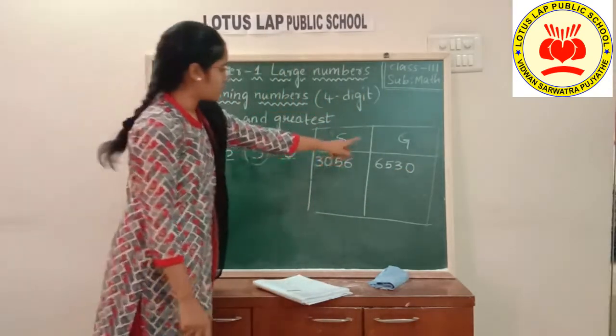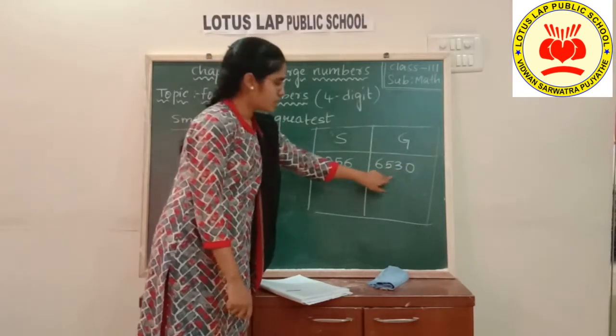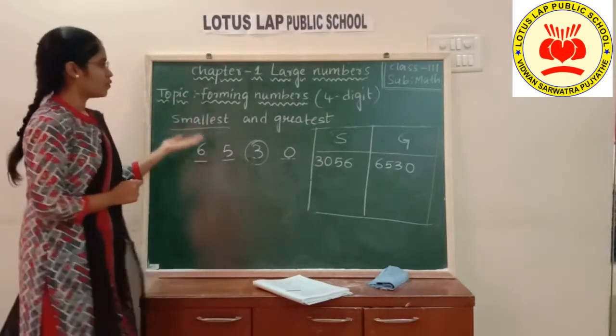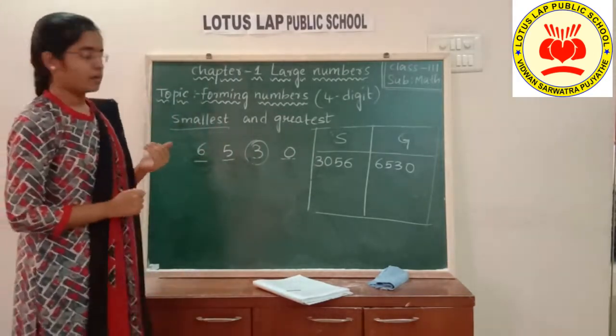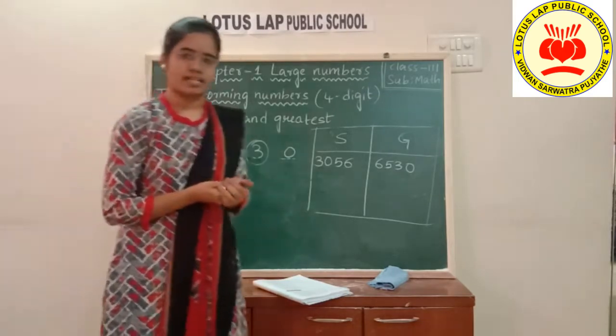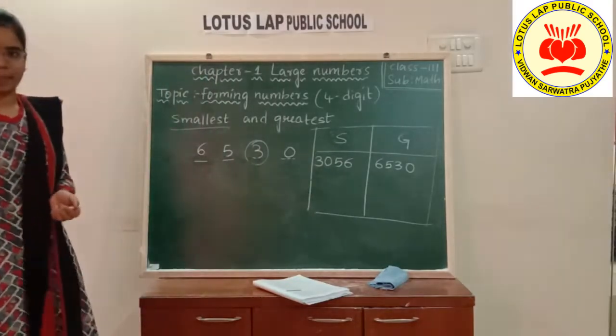What is our greatest 4-digit number? 6530. Okay? Yes, this is how we form 4-digit numbers children. Smallest and greatest. Now we shall see few exercise problems so that you can understand in a better way.